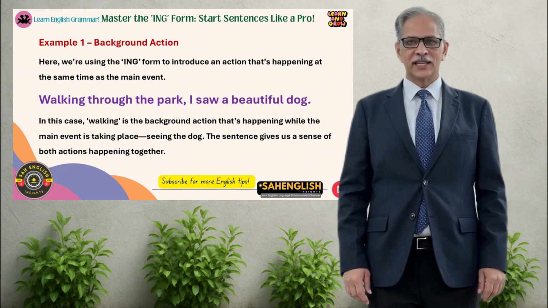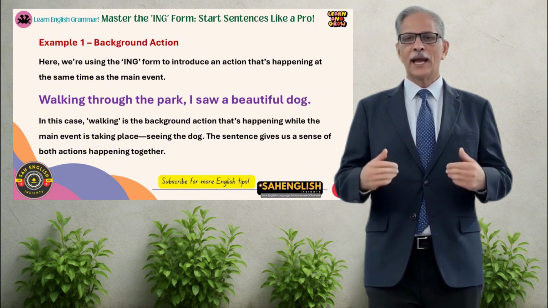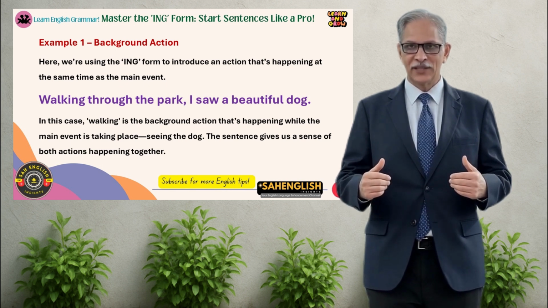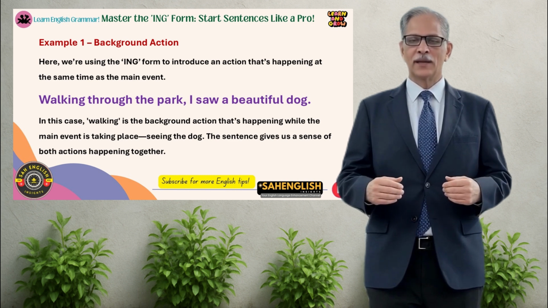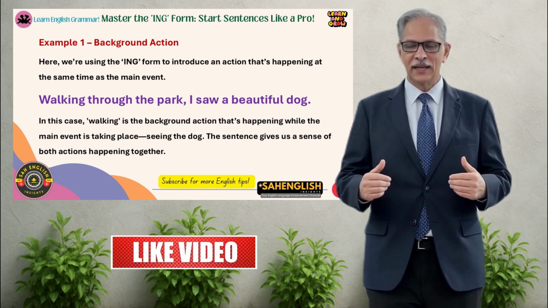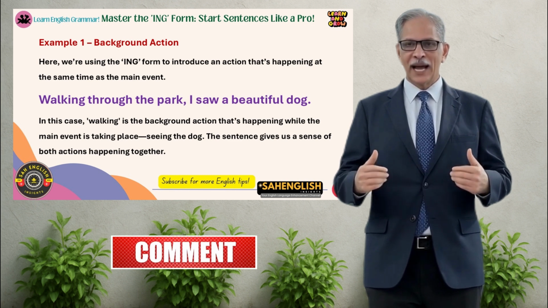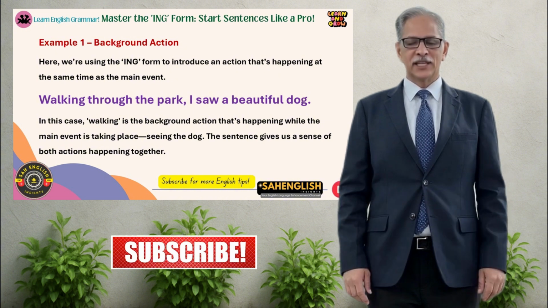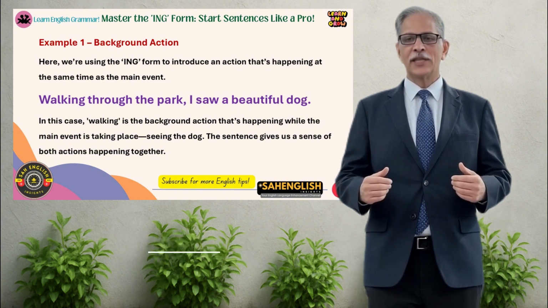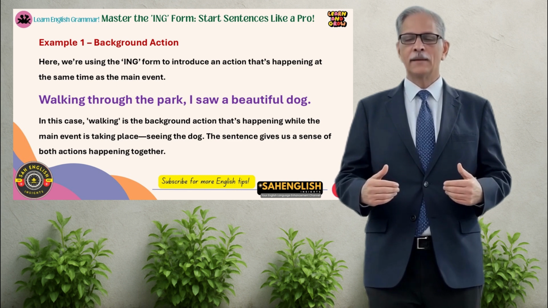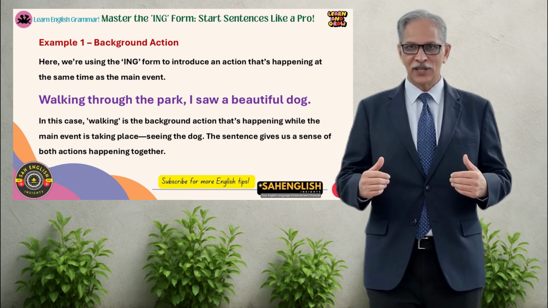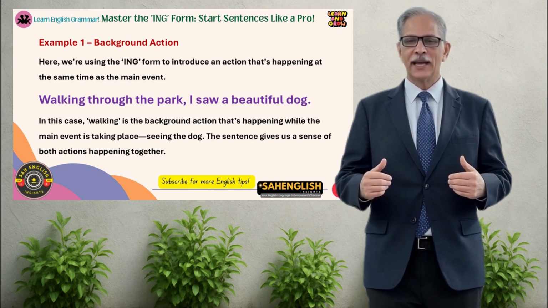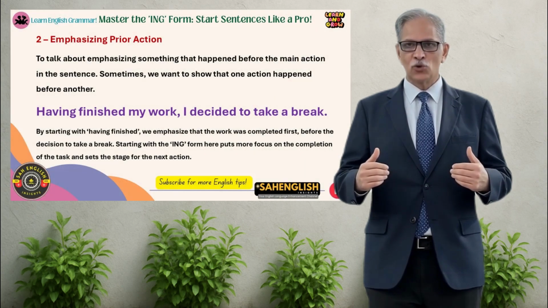Here, we're using the ing form to introduce an action that's happening at the same time as the main event. Look at this sentence. Walking through the park, I saw a beautiful dog. In this case, walking is the background action that's happening while the main event is taking place. Seeing the dog. The sentence gives us a sense of both actions happening together. Notice how using walking at the start of the sentence gives a smooth connection to the next idea. It flows nicely, right?